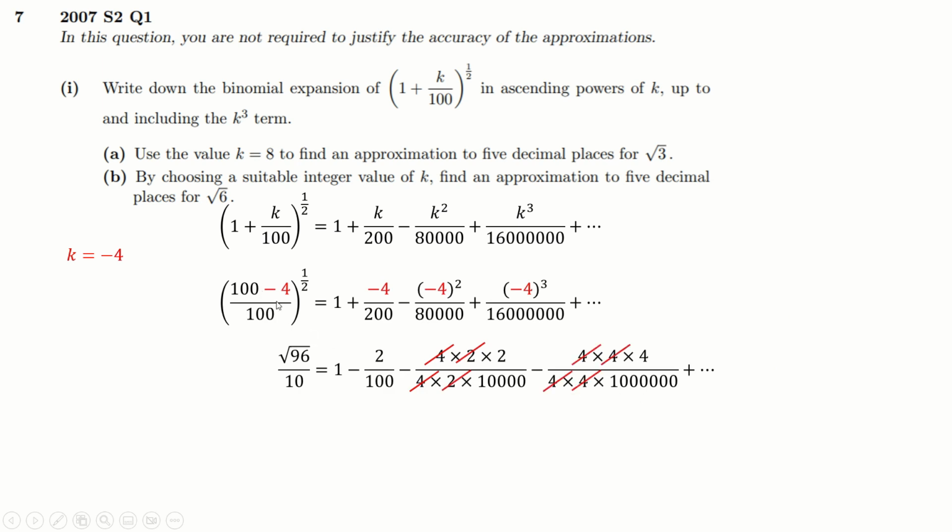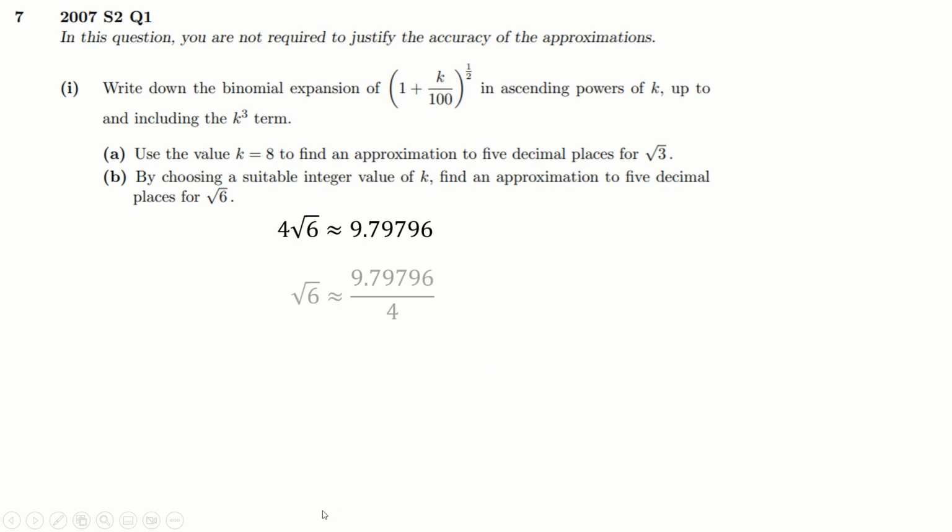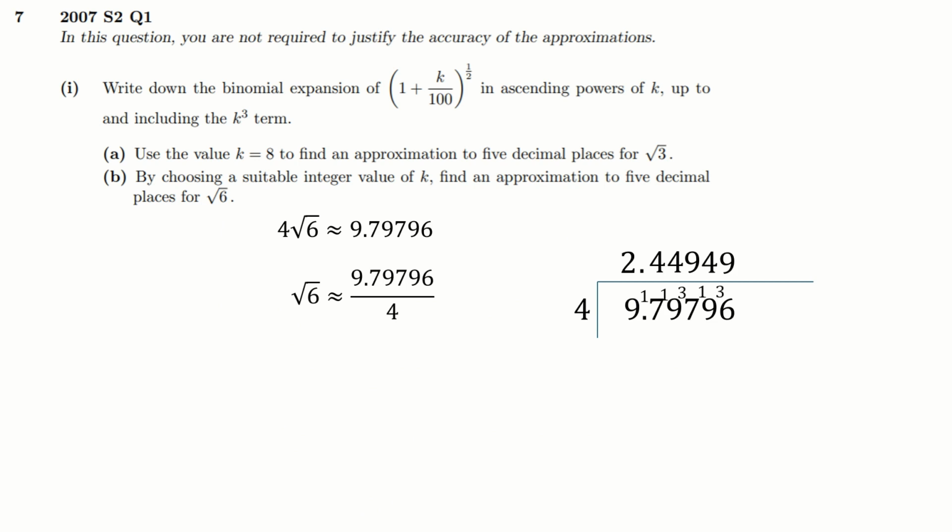And also over here, of course, root 96, as we said, is going to be root 16 root 6, which is 4 root 6. Put those decimals together very carefully, and then times by 10 and divide by 4 using a bus stop. And you'll end up with some kind of answer there for root 6. And we'll be good to go.